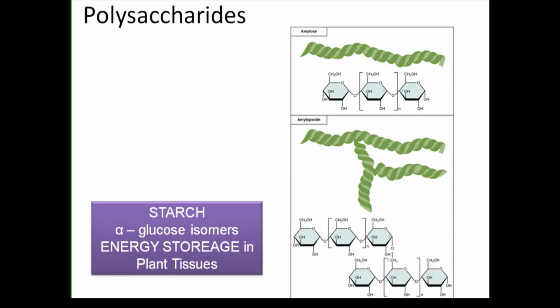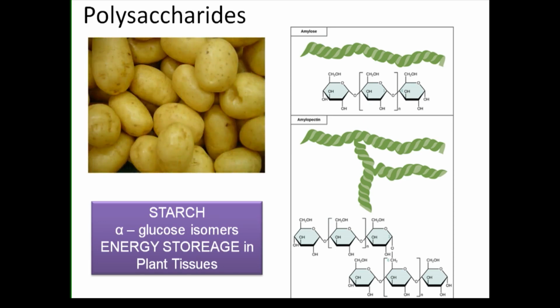Whenever you have multiple monosaccharides joined together in long chains, we form polysaccharides. One of the most simple is starch. And starch is primarily made up of alpha glucose isomers, and the key function is energy storage, and they are found in plant tissues. Amylose and amylopectin are two forms of starch.